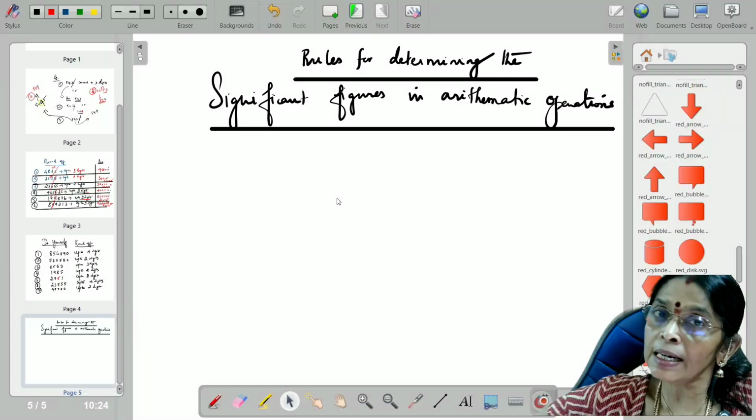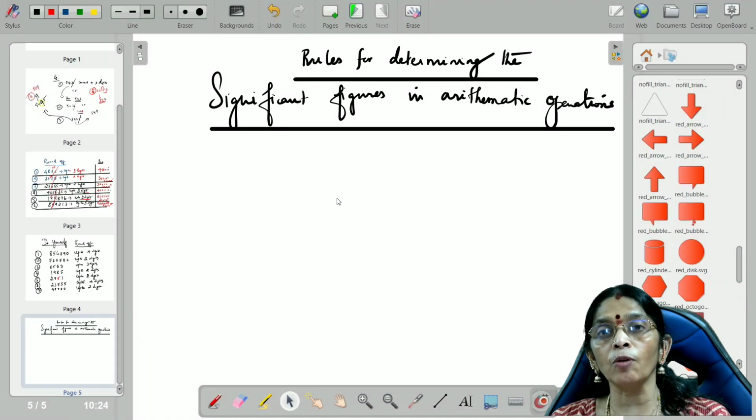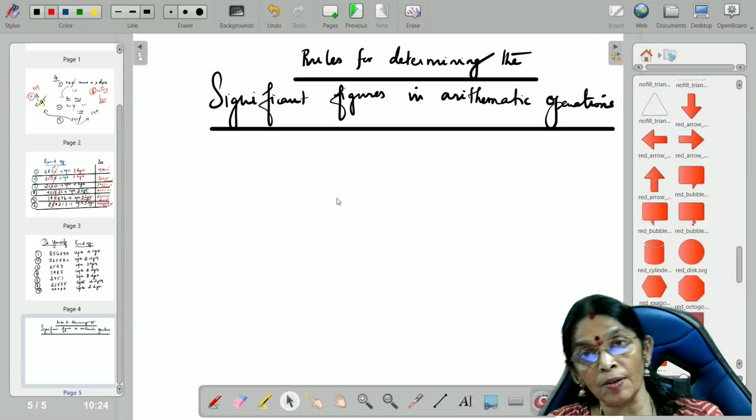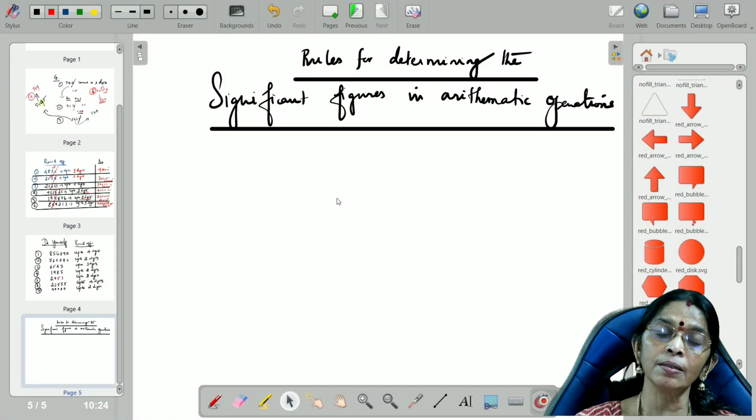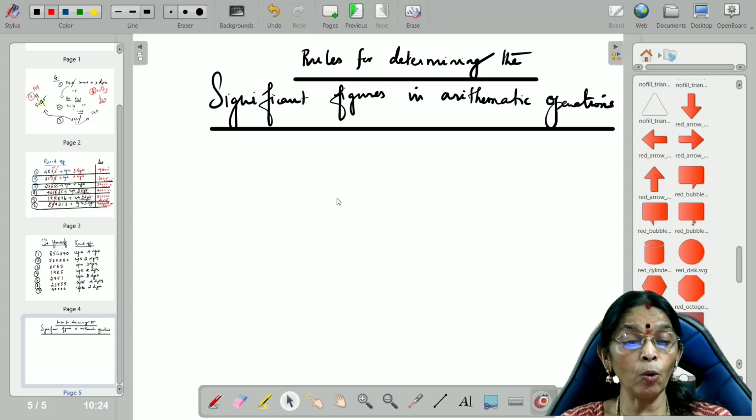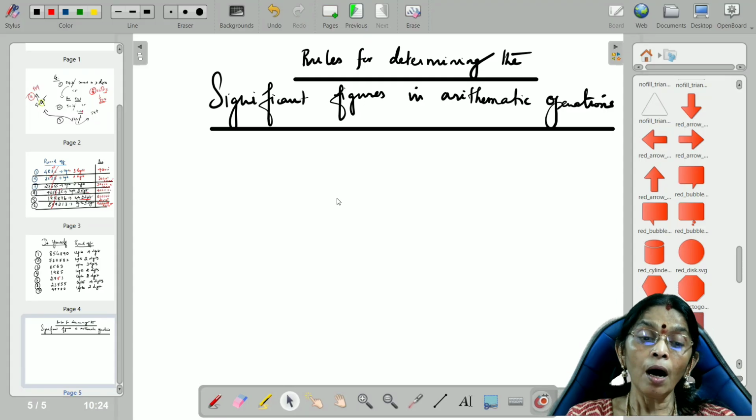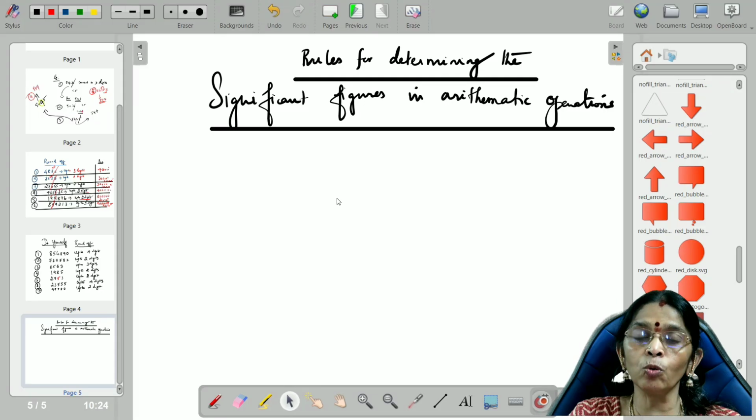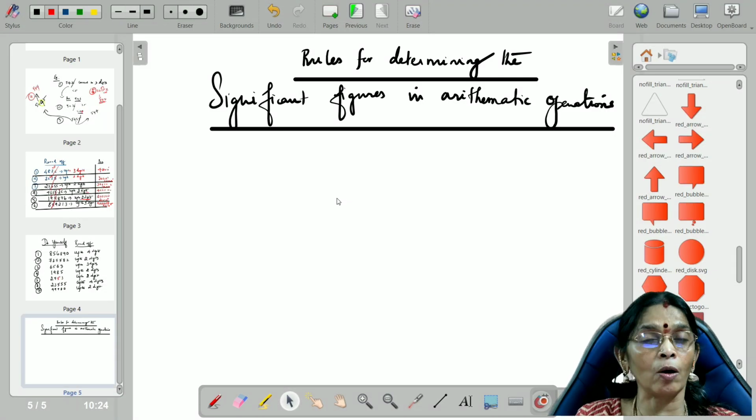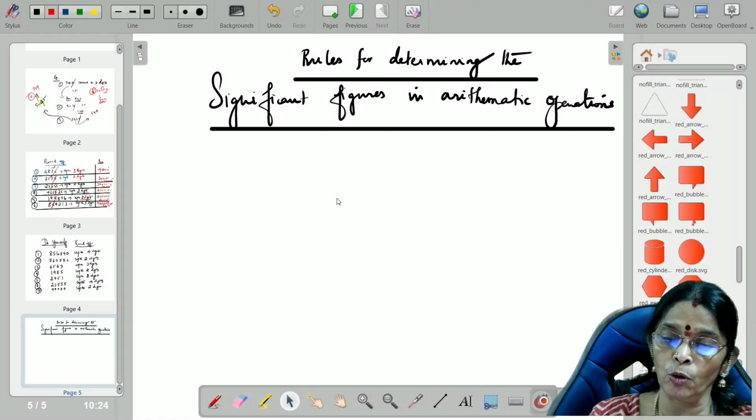So far in the last class we have seen how to round up the numbers, and in the previous class we have seen what significant figures are and how to find the number of significant figures. But now, how do we apply the rules when we add, subtract, multiply or divide numbers? We will see the rules.